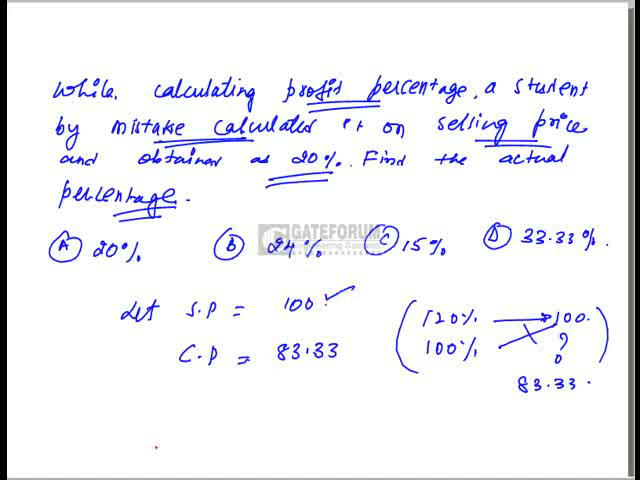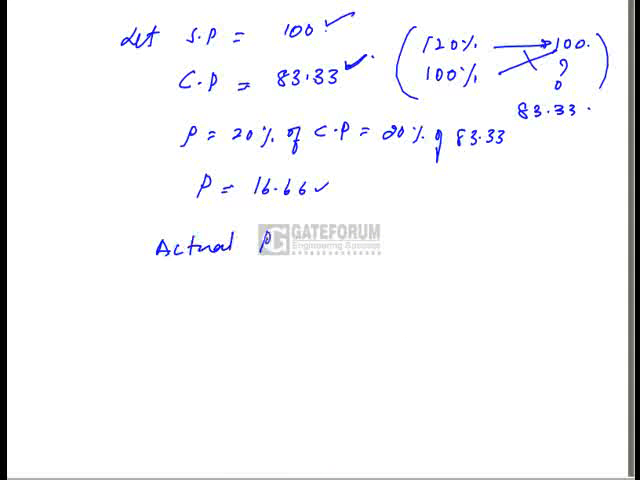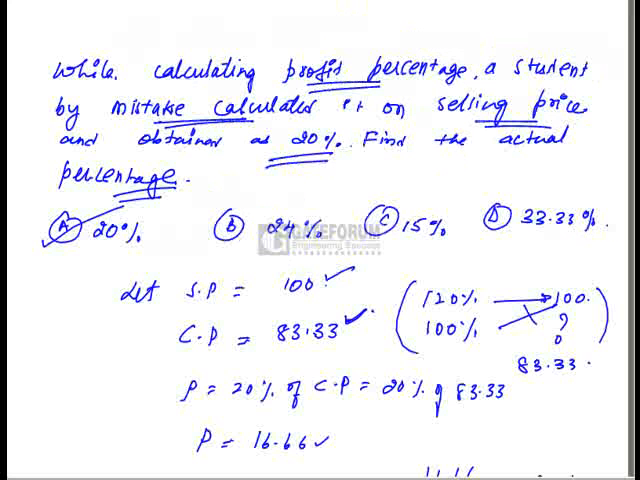Now we know the selling price, we know the cost price, and the profit is nothing but 20% of the cost price, which is nothing but 20% of 83.33. So the profit will be 16.66. Now we know the profit, we know the cost price. Now we can find the actual profit percentage. So the actual profit percentage is nothing but 16.66 is what percent of 83.33, which is approximately 20%. That is nothing but option A.